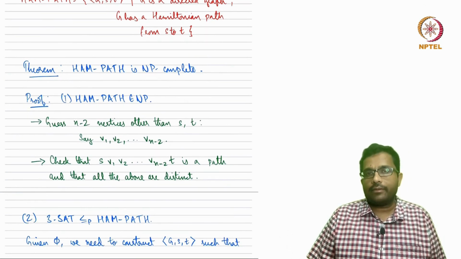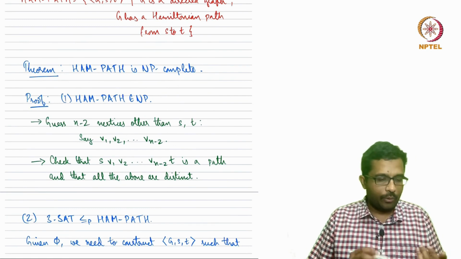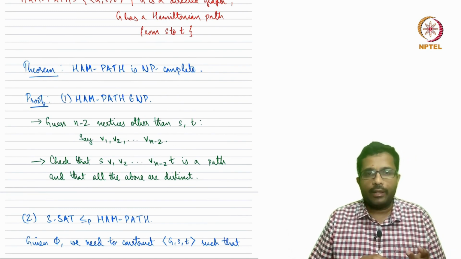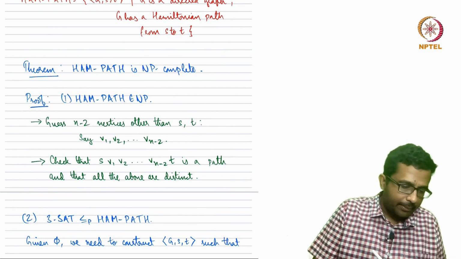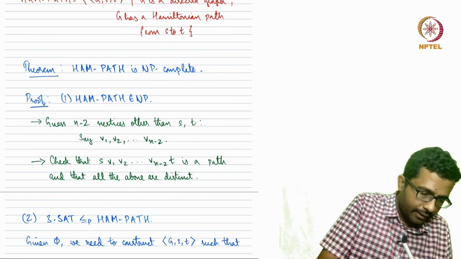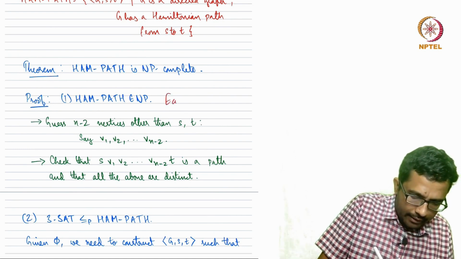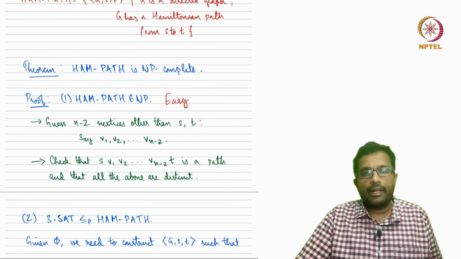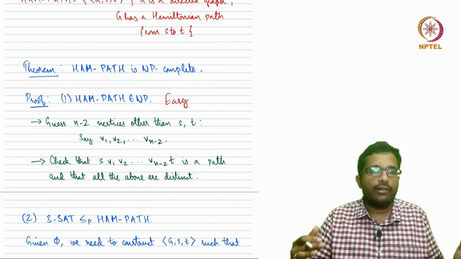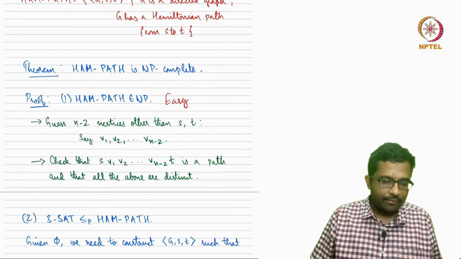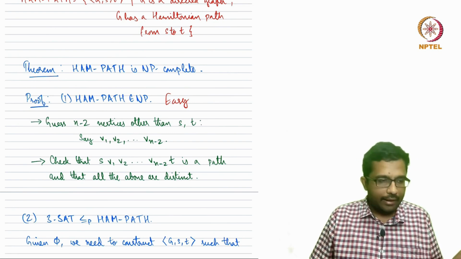Like in the previous lecture, what we are going to do is two things. One is to show that it is in NP, and second is to reduce a known NP-complete problem to Hamiltonian path. Showing that it is in NP is the easy part. We basically guess a sequence of n minus 2 vertices, where let's say there are n vertices in the graph.